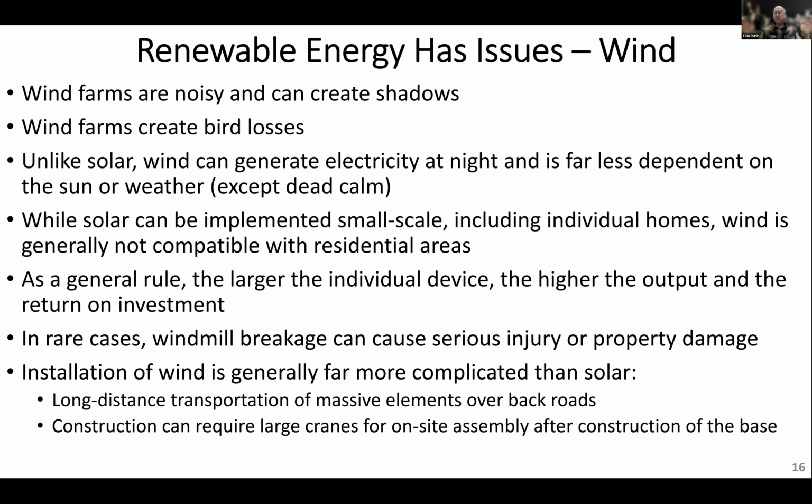Okay, the good thing about wind is that you don't need the sun, so you can run in the middle of the night. You don't care if it's cloudy. You don't care what the weather is, unless it's either a dead calm or a tremendous wind. There's a limit on how fast these things will go. So at some point you have to say, no, shut them down. And if it's a dead calm, obviously there's no wind.